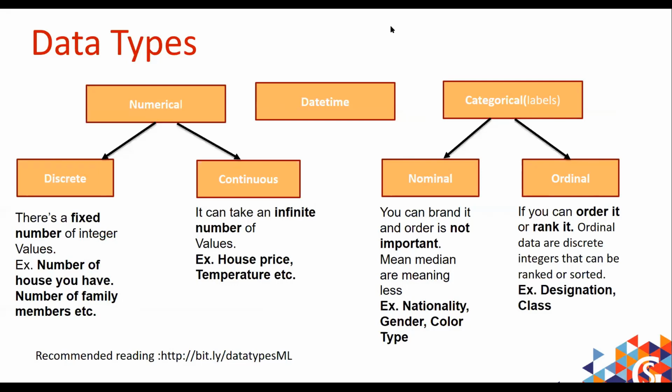Now, the other category is categorical, or label data, as we say. Label data again has two types: one is nominal and one is ordinal. Remember, the only difference between nominal and ordinal is order. If you see the examples, you can relate to it. Nominal data types are nationality, gender, color type, etc. Here I cannot see any order.